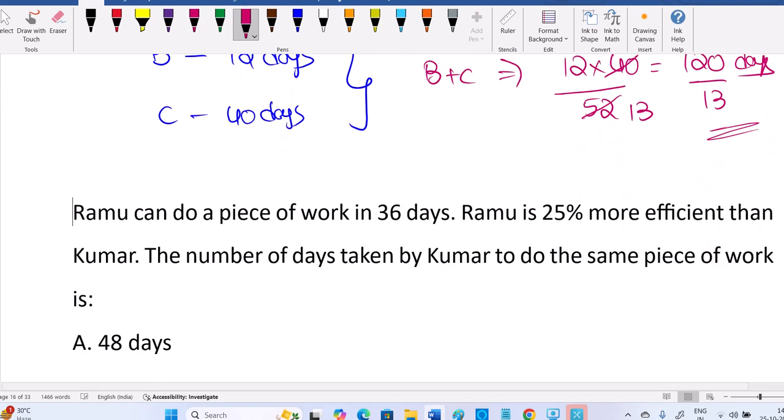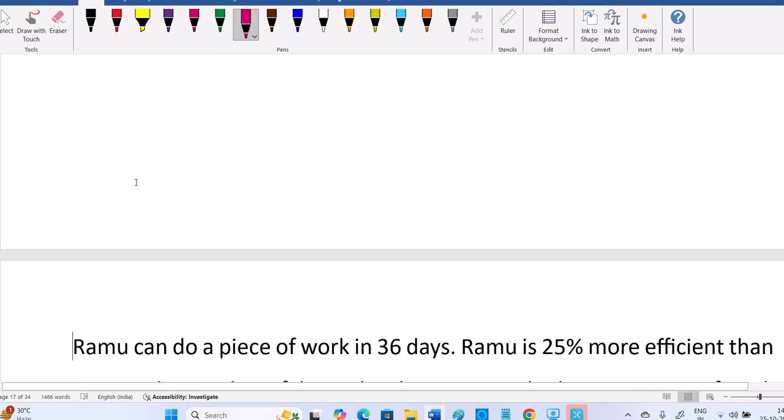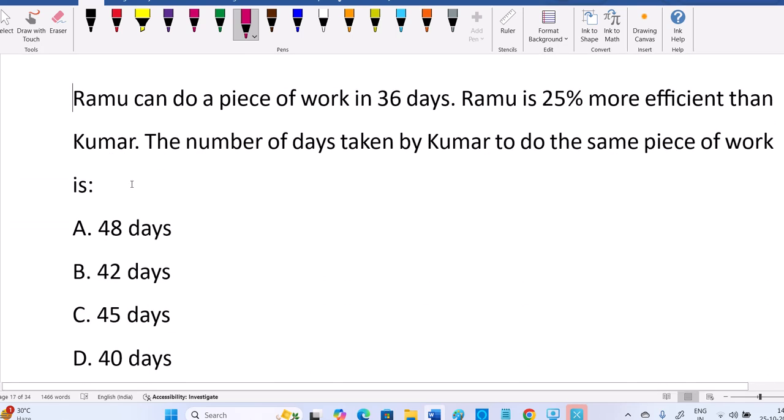Now this question, after discussing one question related to efficiency, I'm expecting you to answer. Is Ramu's efficiency more or Kumar's efficiency more? Ramu's efficiency is more. Then will Kumar take more time or will Ramu take more time? Whose efficiency is more? Ramu's. So Kumar will take more time. That is why all the options are more than 36.